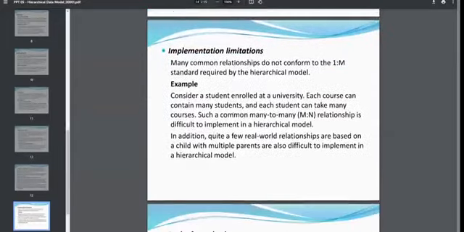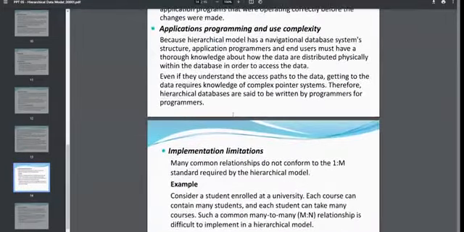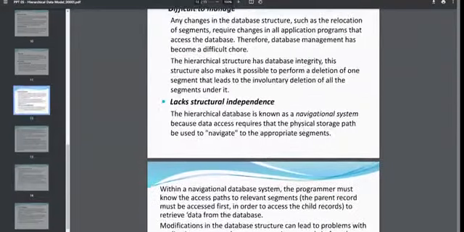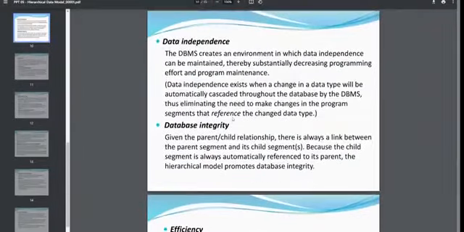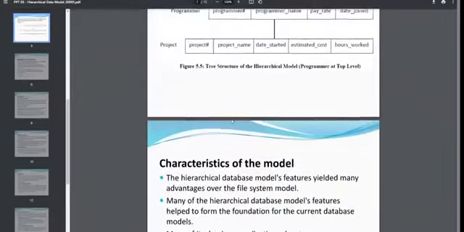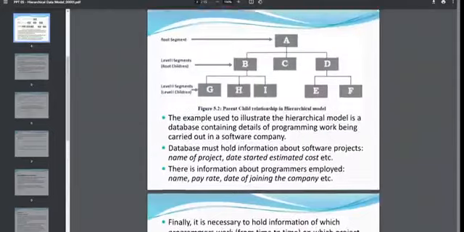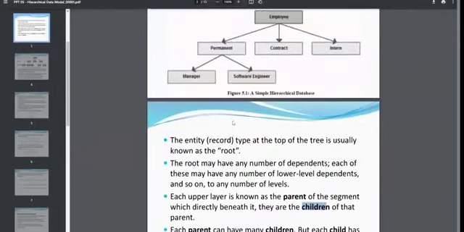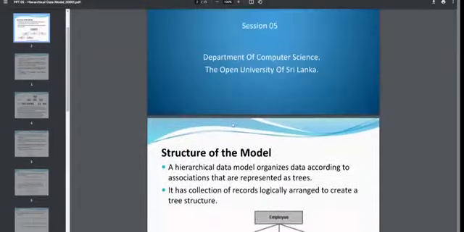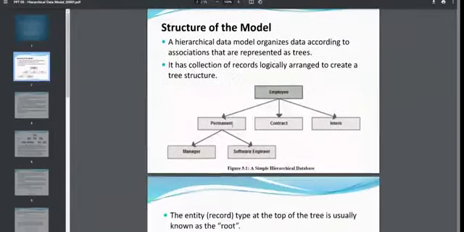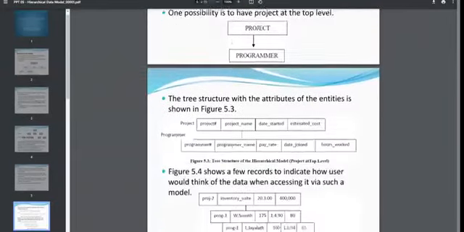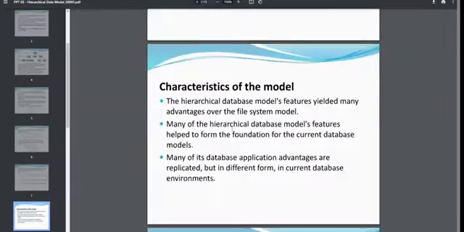Okay, I will provide a summary regarding these things: implementation limitations and lack of standards, kind of things are disadvantages. Okay, now you can try to have a summary on advantages and disadvantages of the hierarchical model. You know, in database management systems, there are different models. And here we are discussing the hierarchical database model and data model. And here you have to list down advantages and disadvantages of this model. I will give 2-3 minutes to perform that task.